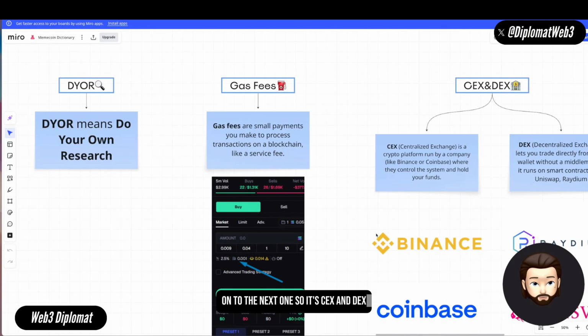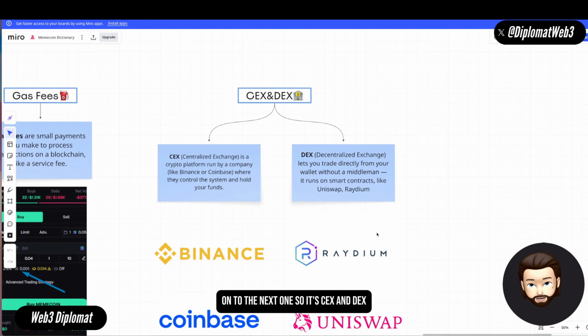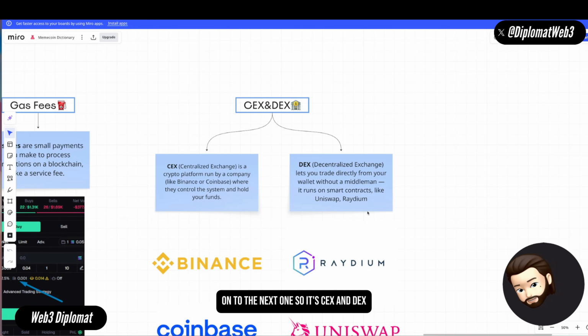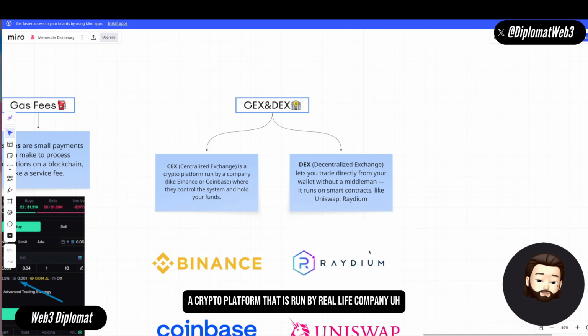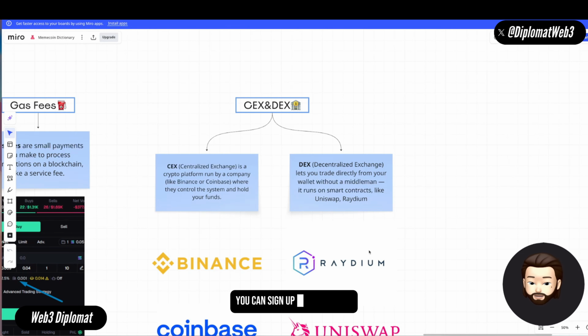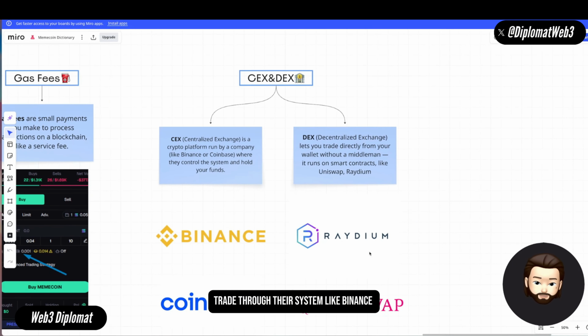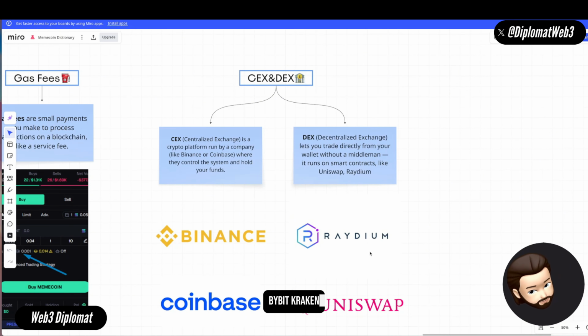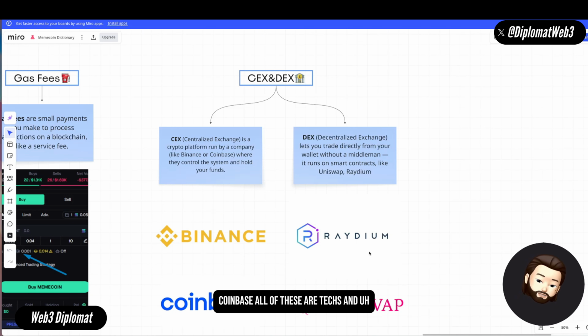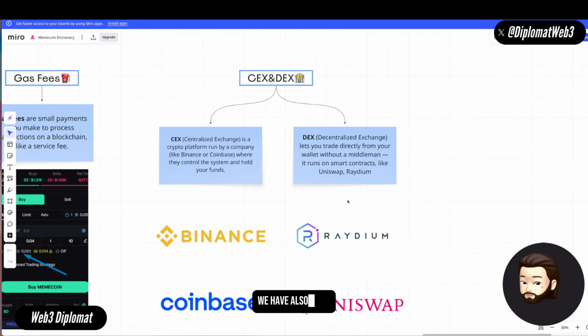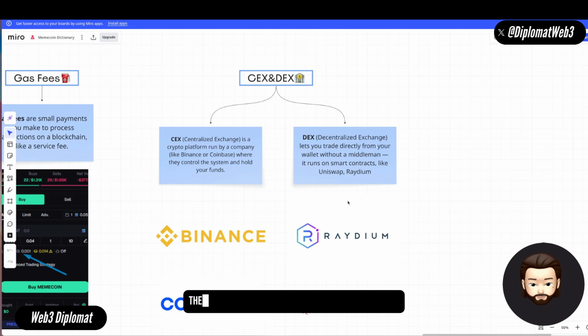On to the next one. So it's CEX and DEX. The CEX is short for centralized exchange, a crypto platform that is run by a real life company. You can sign up, deposit money, trade through their system like Binance, Bybit, Kraken, Coinbase. All of these are CEX. And we have also a DEX, just short for decentralized exchange. There is no middleman. You trade directly with others.